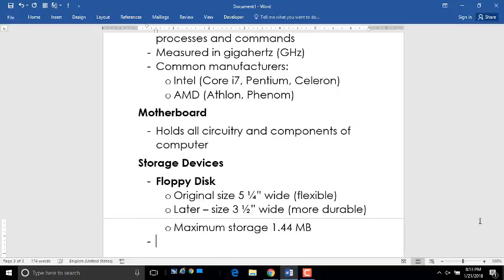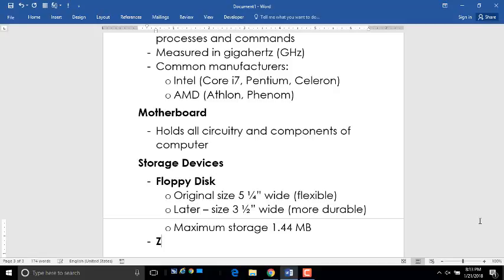That is so small compared to today's storage devices. So you probably wouldn't even be able to store an entire song, like an MP3 version of a song, probably wouldn't even fit on a floppy disk.